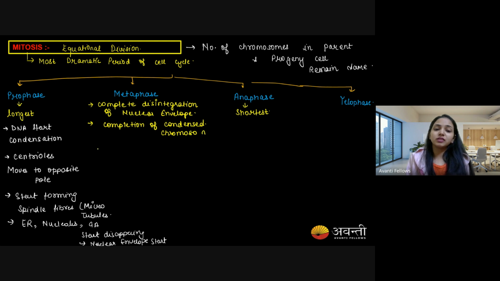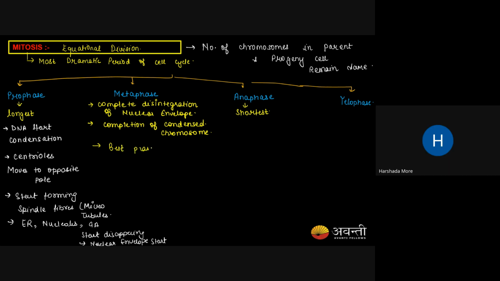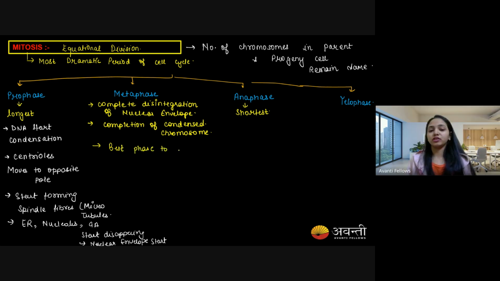And metaphase is also known as the best phase to study the morphology of chromosomes. Very good. Best phase to study morphology. Because this is the phase in which chromosome is mostly condensed.